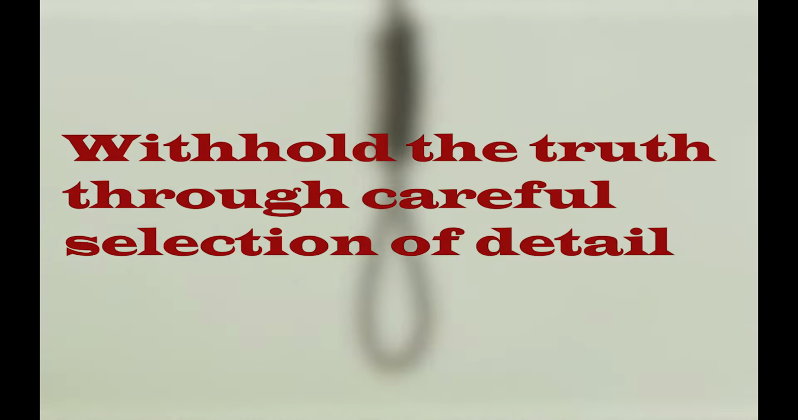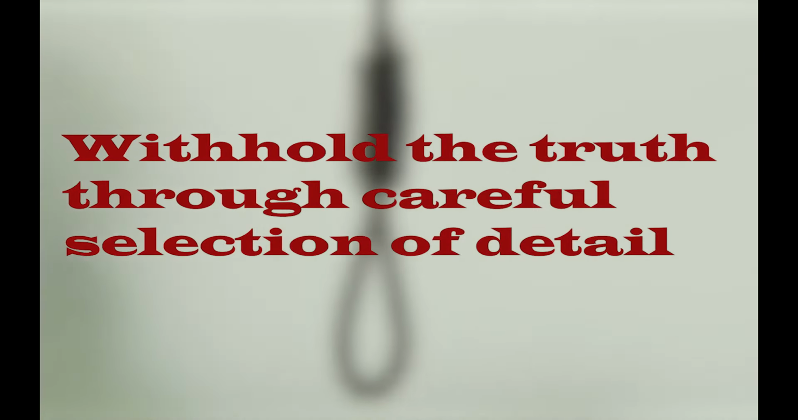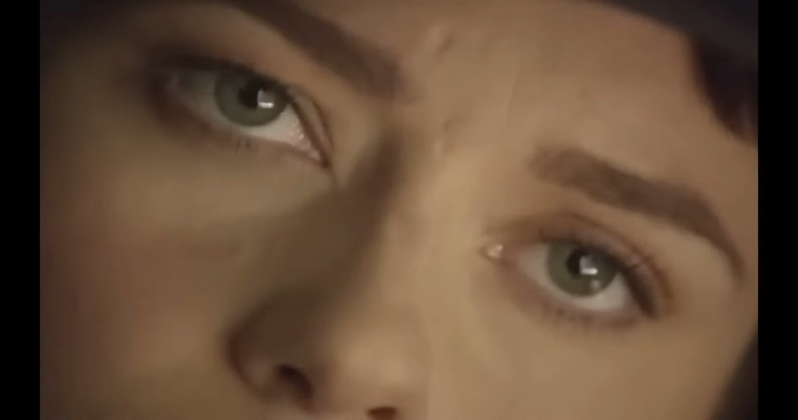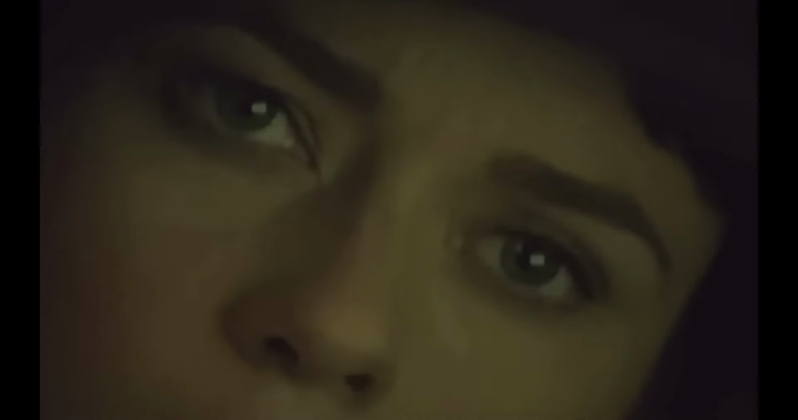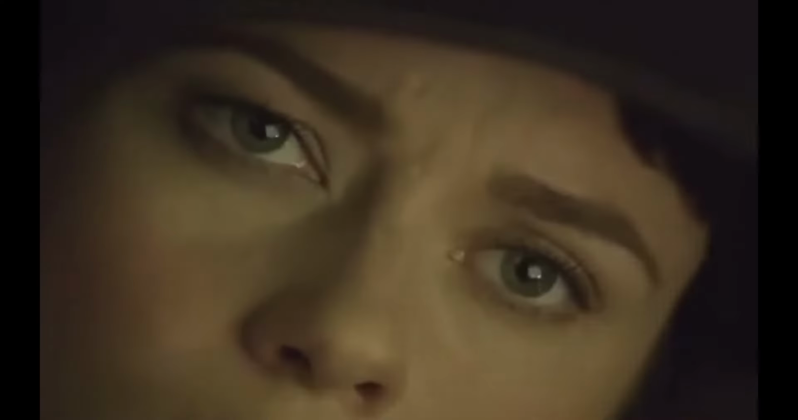Rule number one, withhold the truth through careful selection of detail. In literature, selection of detail is a term we use to refer to the minor things that an author chooses to include in their text, things that seem innocuous or irrelevant, but actually speak volumes.